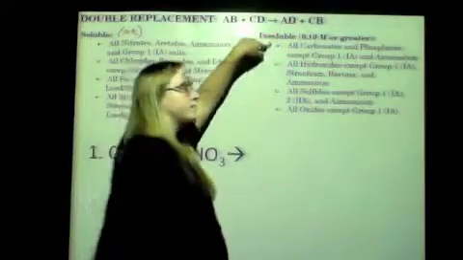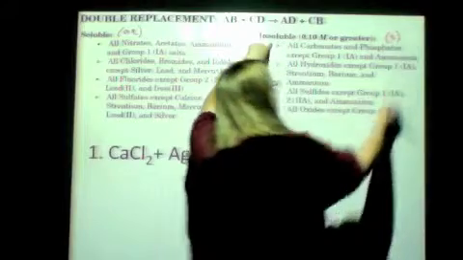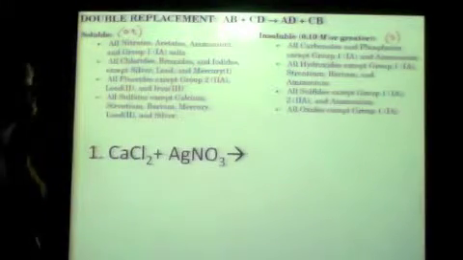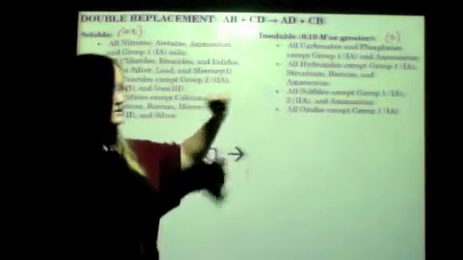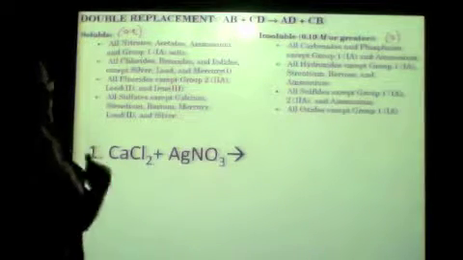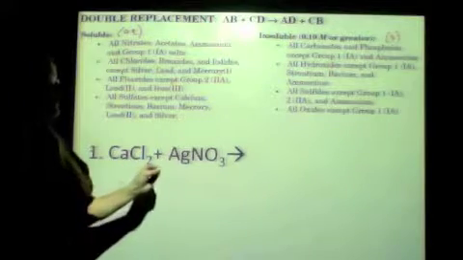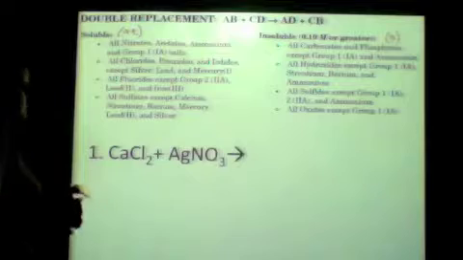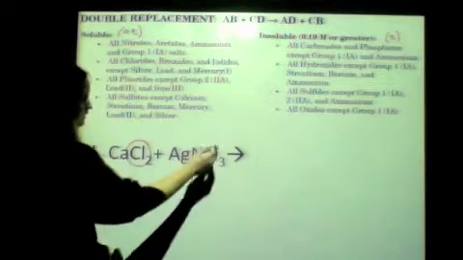Insoluble means it's not dissolved, which therefore means it stays or becomes a solid. And your key is your products. Okay, products. At least one product must be a solid. So once you switch the back ends, you're going to check to make sure you have one solid, and then you cross charges.